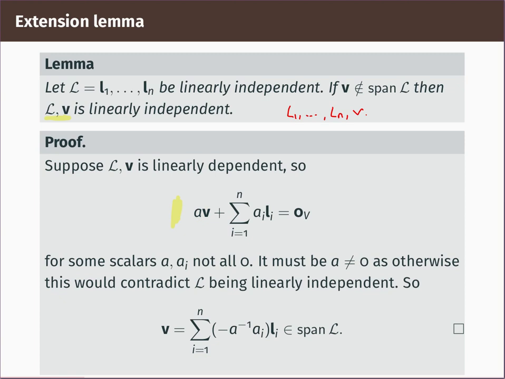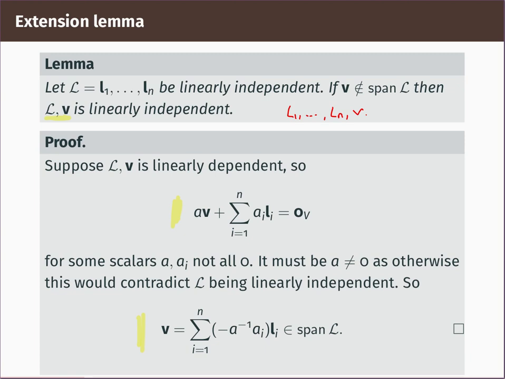But if the scalar a is non-zero, then you can rearrange this. So we subtract the sum from both sides, moving it onto the right-hand side of the equation, and then multiply through by the inverse of the scalar a, which exists because we've just established that the scalar a was not zero. When we do that rearrangement, what we get is this expression at the bottom here. But that expression tells you precisely that v is an element of the span of L. So that gives us our contradiction because we were assuming v was not an element of the span of L, and therefore L followed by v must be linearly independent.